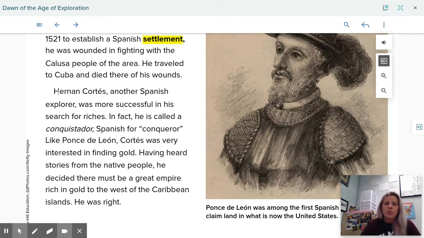Hernan Cortez was another Spanish explorer. He was more successful in his search for riches. In fact, he is called a conquistador, which is Spanish for conqueror. Like Ponce de Leon, Cortez was very interested in finding gold. Having heard stories from the native people, he decided there must be a great empire rich in gold to the west of the Caribbean islands. He was right.